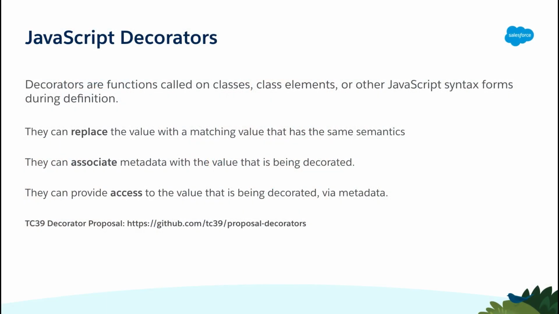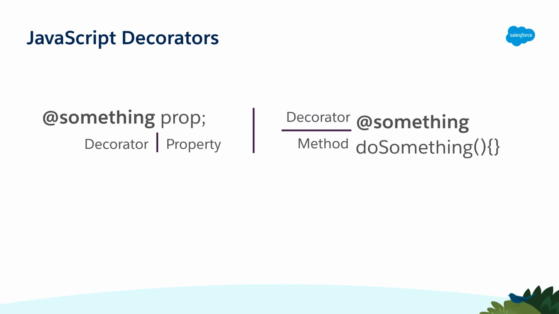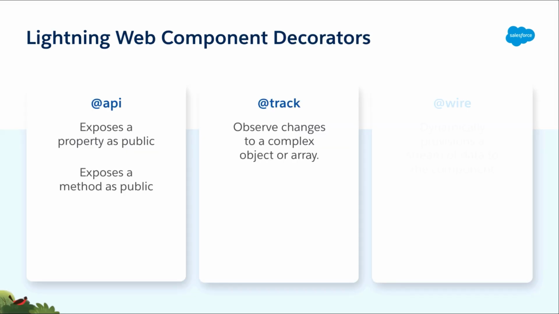Just as a recap, in our last video, we talked about how decorators are functions that we wrap around our properties that replace, associate, or access the value that's being decorated. To use them, we just have to decorate the property using the @ symbol and the decorator name in front of a property or method. In this video, we're going to be focusing on the track decorator.